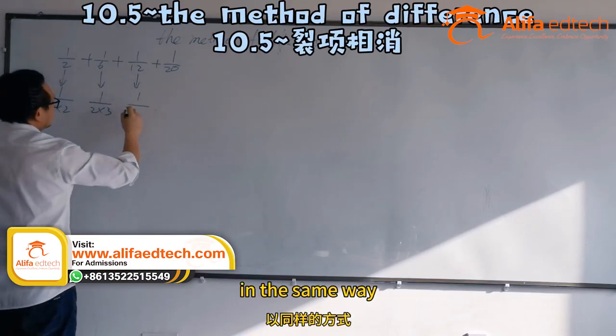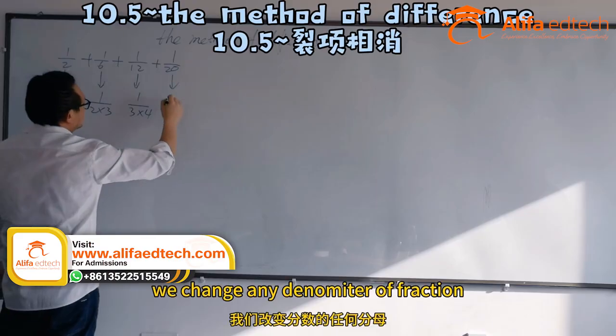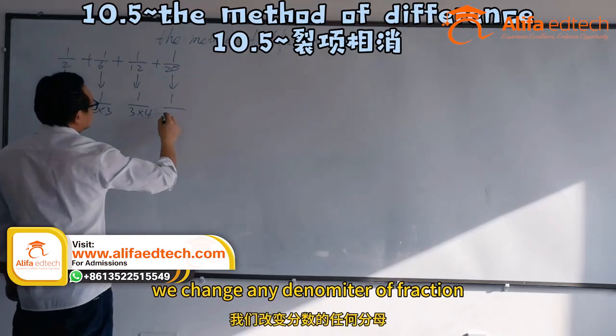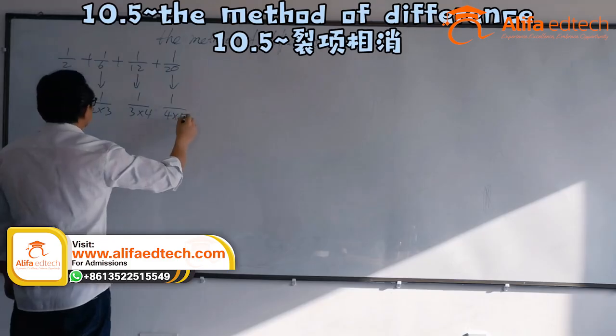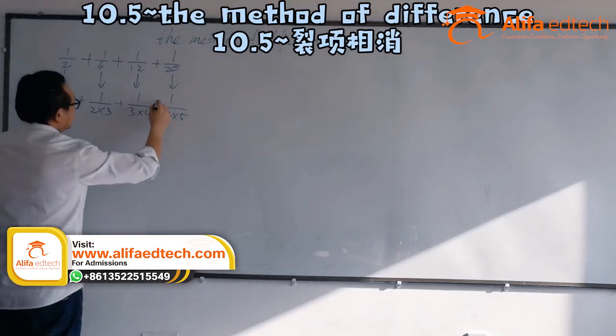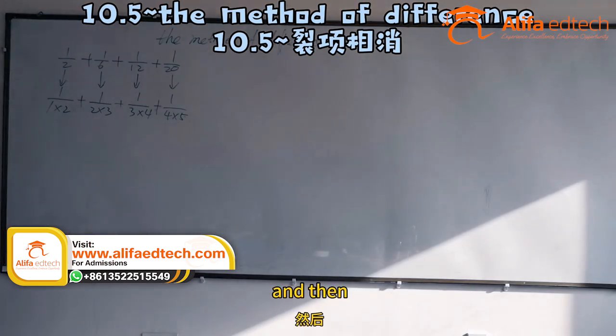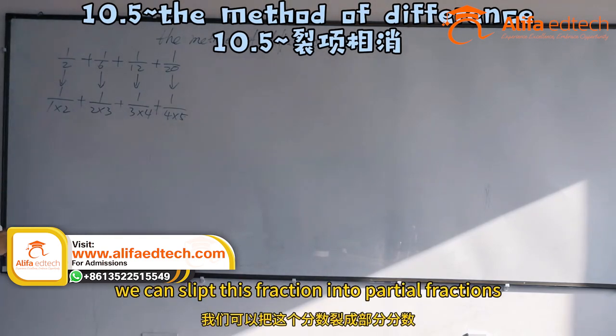In the same way, we change every denominator of the fractions. So the sum of the series changes to this form, and then we can split this fraction into partial fractions.